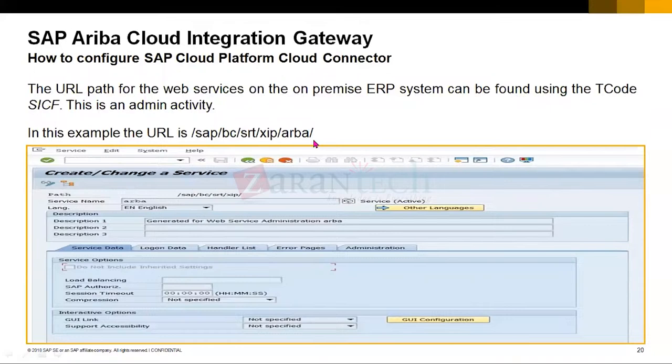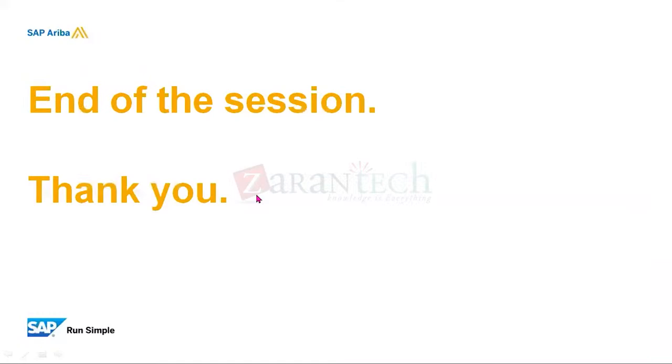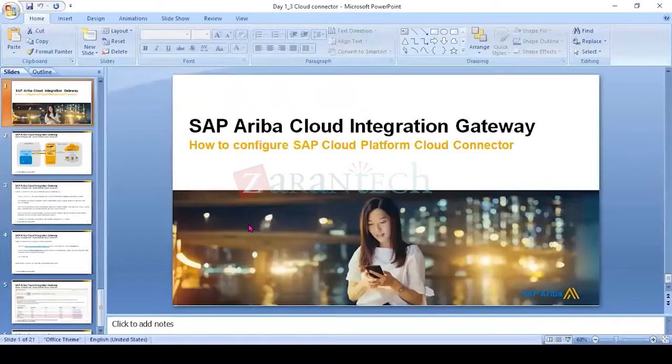So like this, basically we have to find out the URL, and you can see the URL here. Right. I'll try to show you if possible, if I have access in my system as well. But like this, we can find out the URL and you can maintain it. Once you maintain it, if all the information is correct, that means we are good and we can proceed with the next configuration.